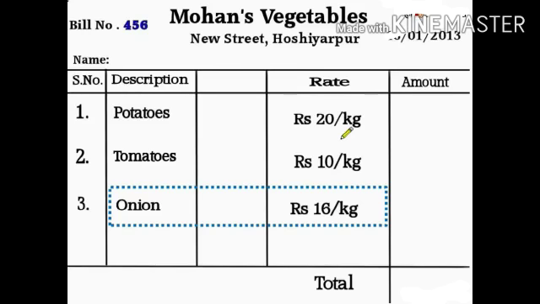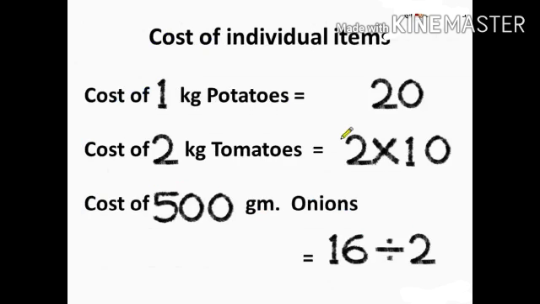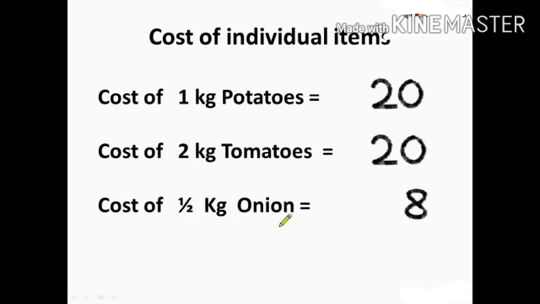So what do we say? Cost of 1 kg potatoes is equal to 20. Cost of 2 kg tomatoes is equal to 2 into 10, 20. Cost of 500 grams onions is equal to 16 divided by 2, which is equal to 8. We got the cost of individual items. Let us see the bill again.